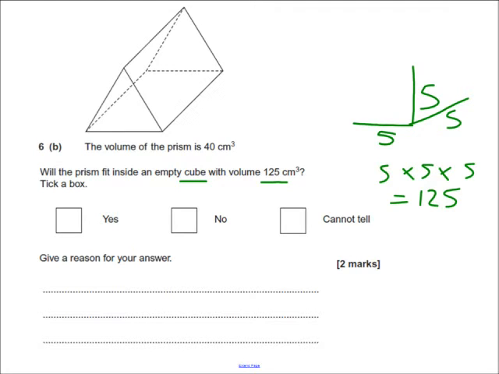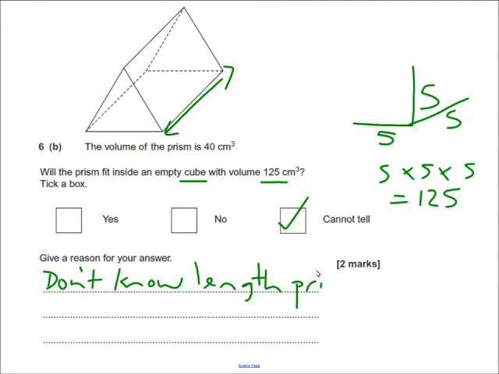Now, we have no idea what the length of our prism is or the rest of the dimensions. So really, you cannot tell, because one reason could be we don't know the length of our prism. And that's the reason that I would give.